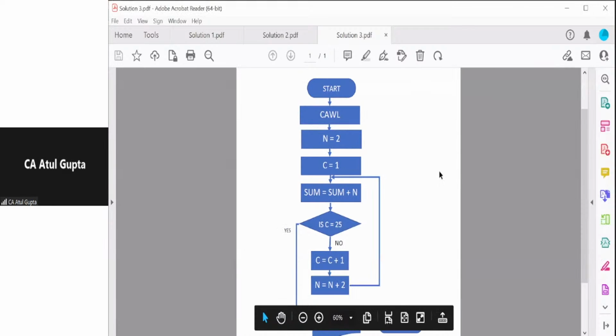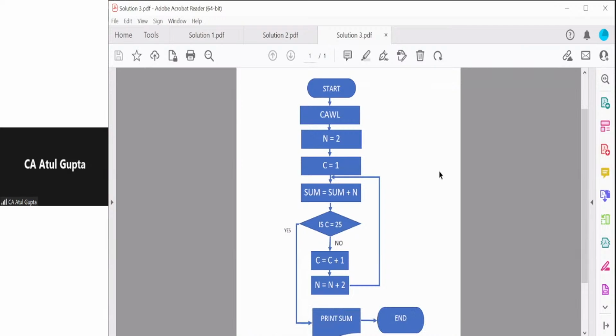Okay. So I'm expecting the answer for the previous flowchart: if yes, you have to change that symbol. A is greater than B, you have to change to A is less than B, like that. Okay, good.